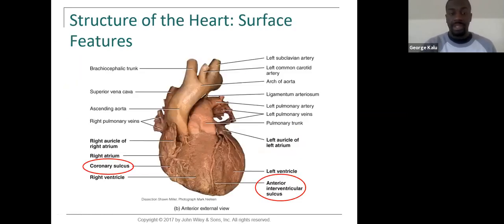Okay. So this is a picture of what our heart would look like in a cadaver. Okay, so we're able to see the coronary sulcus over here. And again, that would wrap all the way around the heart. Okay. And then here we have the anterior interventricular sulcus, which is going to divide or sit in between the left ventricle and the right ventricle.